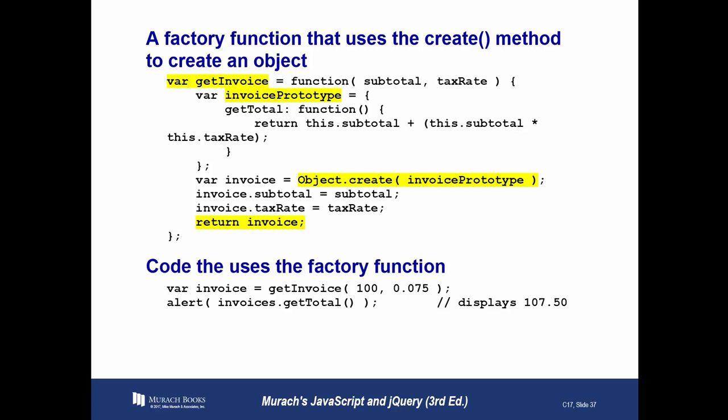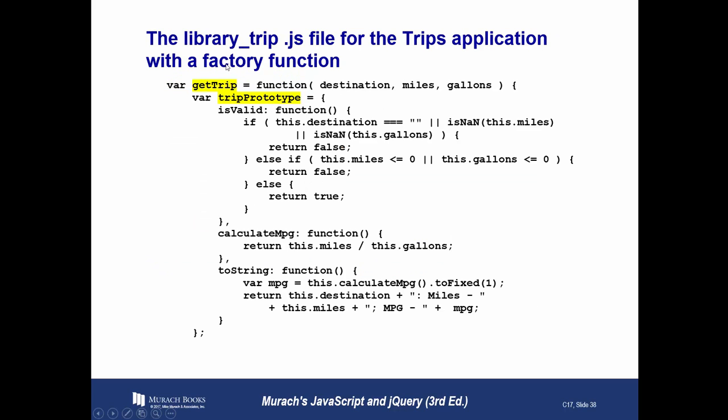Again, this is fairly complex stuff. So they go back and recreate the library.trips file using a factory function. The trip library file contains a getTrip function, which is the factory function. Like the earlier constructor function, this one accepts the 3 parameters we saw before. But unlike the earlier one, this function does not use the this keyword to refer to the new object the function will create. Rather, a new object named tripPrototype is created.